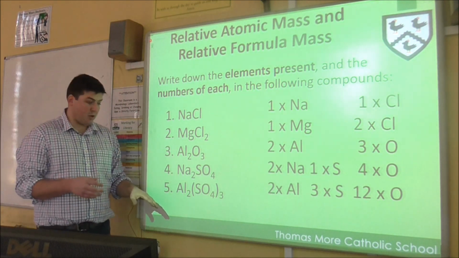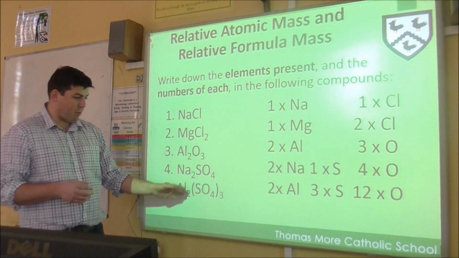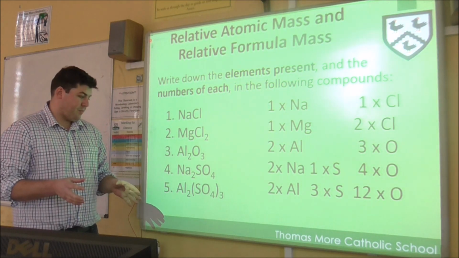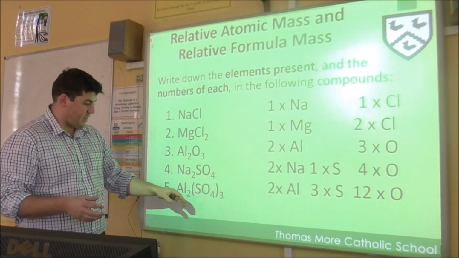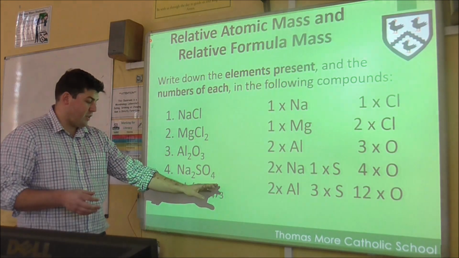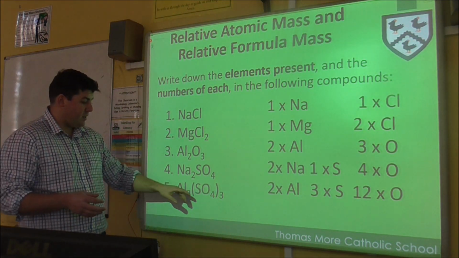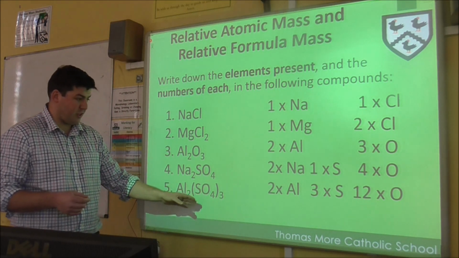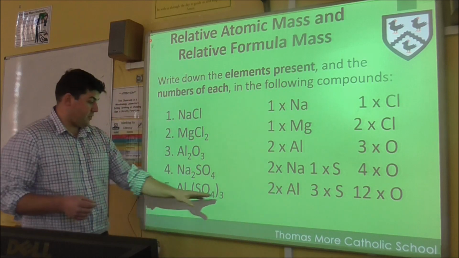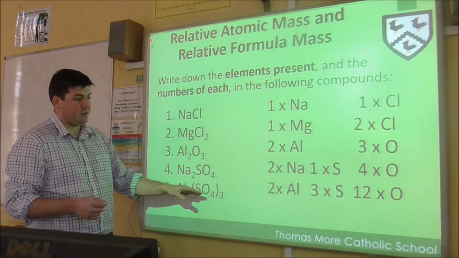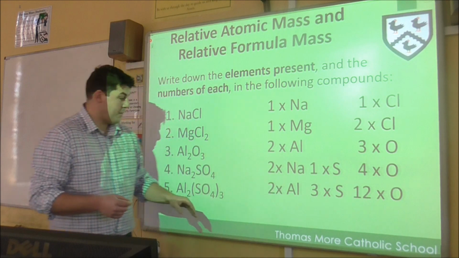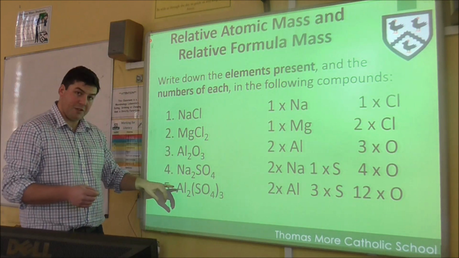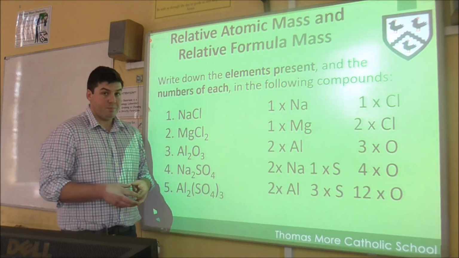Just going to jump to the bottom example. Where you have brackets present, you have to times out the brackets. So here you can see, because the 3 is on the outside of the sulfate, it's 3 times 4 oxygens to give us 12 oxygens, and it's 3 times sulfur to give us 3 sulfur atoms, and the small 2 after the aluminium denotes, like we did with chlorine, there'll be 2 aluminiums present.